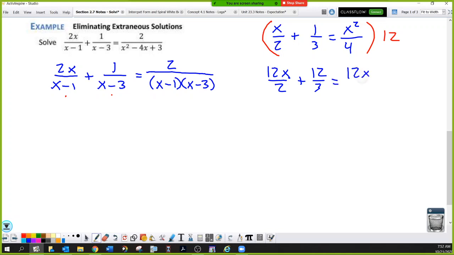Equals 12x squared over 4, which would be 3x squared. So you see, if you do it properly and you distribute by the least common denominator, every single fraction will clear. So that's the process. Like I said, I'm going to have to clear that for space purposes.